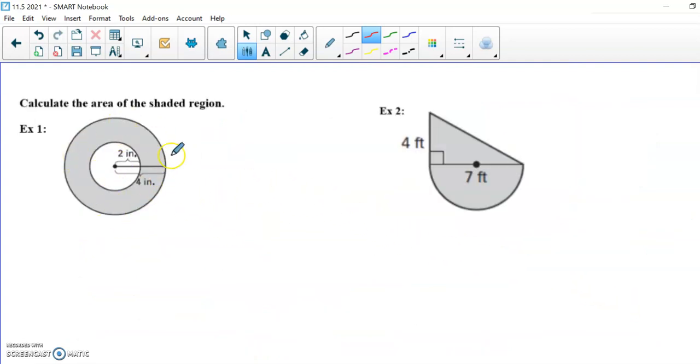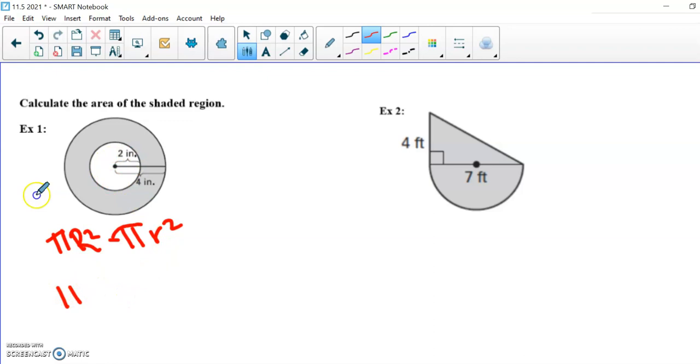All right, let's talk about other shaded areas in a circle. This one's called an annulus. It looks like a donut. It's a hole cut out of a circle. So we're just going to take the area of the whole circle and then subtract the area of the hole missing. So the official formula is pi capital R squared minus pi small r squared. So in other words, the area of the whole circle minus the area of the missing piece.